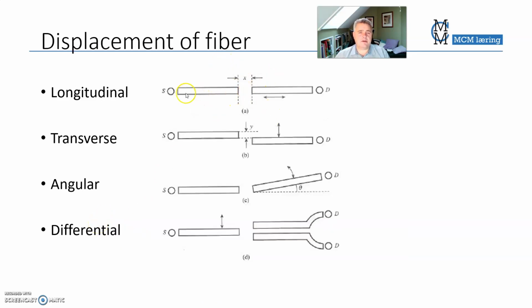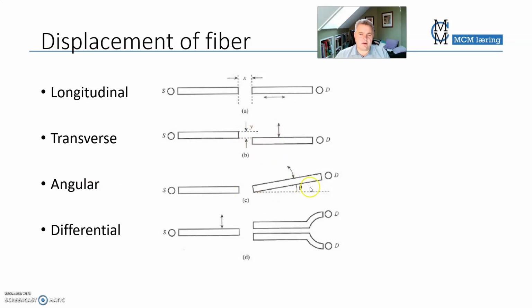Displacement of fiber means that you have three ways actually of detecting the displacement of a fiber. You can move the fiber in this case in the horizontal plane, which means that the gap increases, which means that the amount of light that escapes from the source here in the gap will increase when you make the gap larger. Transverse means that you shift the fiber up and down in this case, and of course the amount of light that escapes from the gap here will increase when the distance increases.